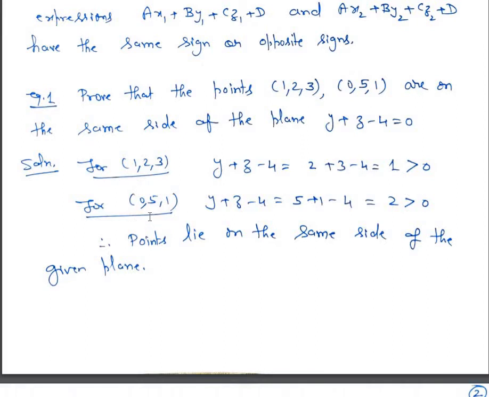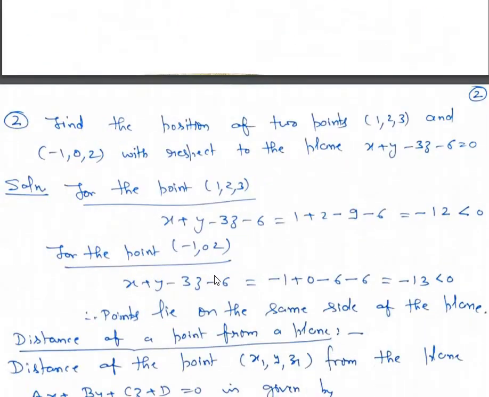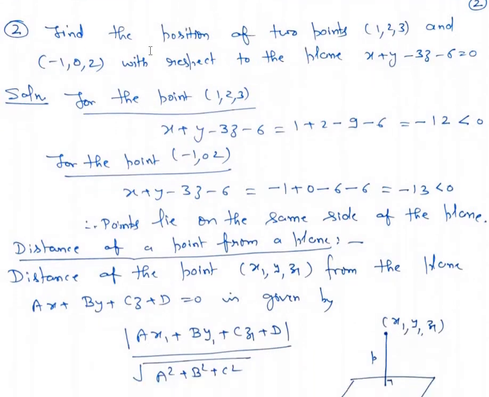And similarly, if we take the point 0, 5, 1 and put it in y plus z minus 4, we have 5 plus 1 minus 4, which is 2, which is again positive. So both the expressions are positive. That means points lie on the same side of the given plane. Let's take one more example of this type.